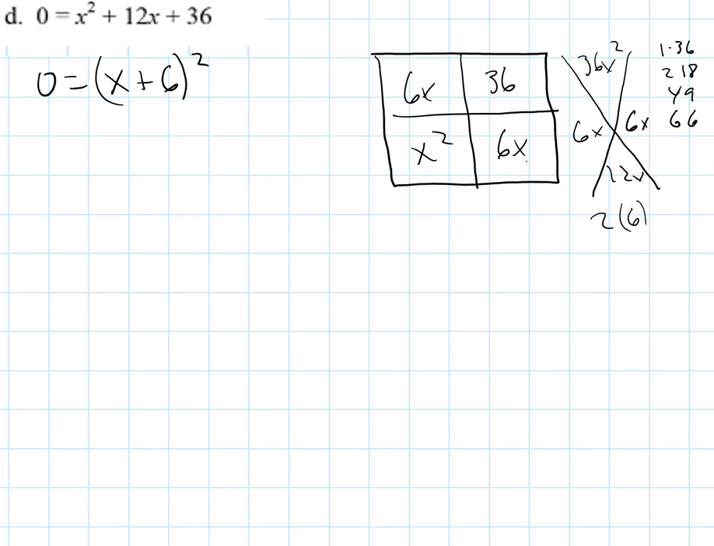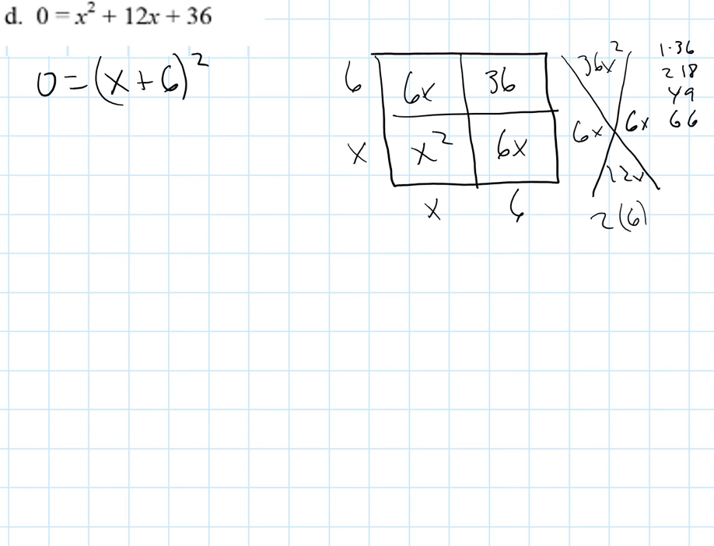So what does x squared and 6x have in common? X. X times what is x squared? X. X times what? 6. And then 6 times what gives me 36 is 6. So then I end up getting x plus 6 squared.